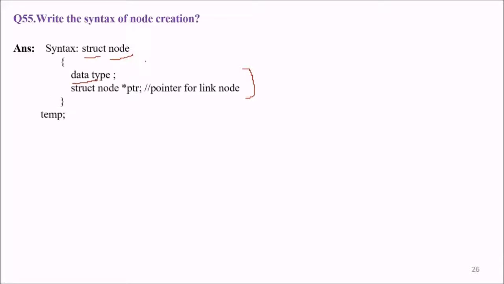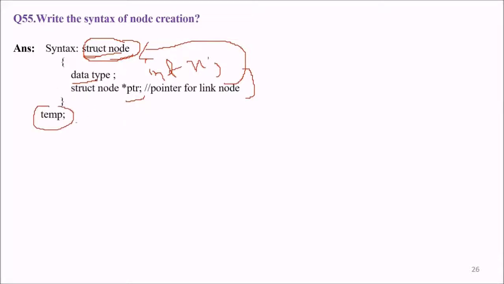This can be any data type like int x, and then you have a pointer of type structure node only. This structure's pointer will be of this type, for the link node, and then you can name the structure, say, temp. This is the structure variable.